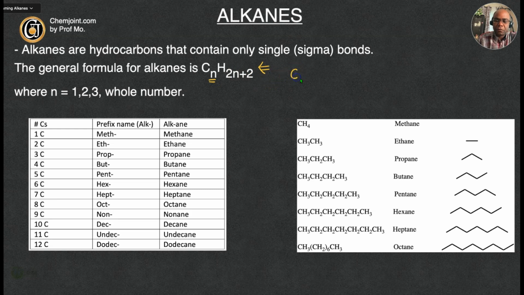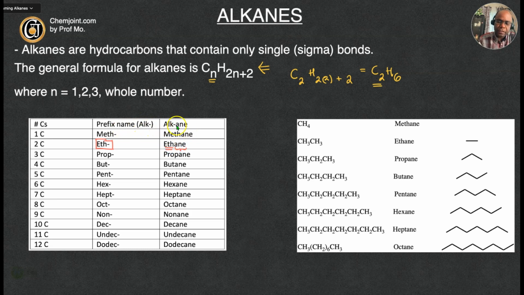So say you have 2 carbons, then the whole formula will be C2H2 by 2 plus 2, which happens to be C2H6. And with the 2 carbons, we'll call that an eth. And if it's the alkane, we'll add on the eth, we'll add ane.